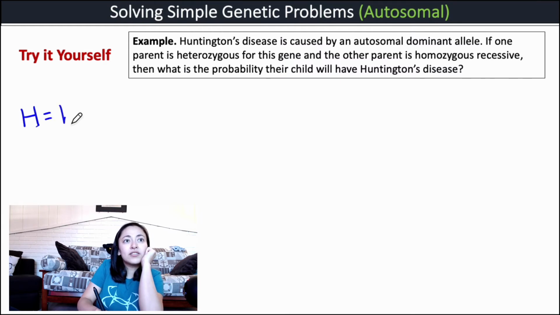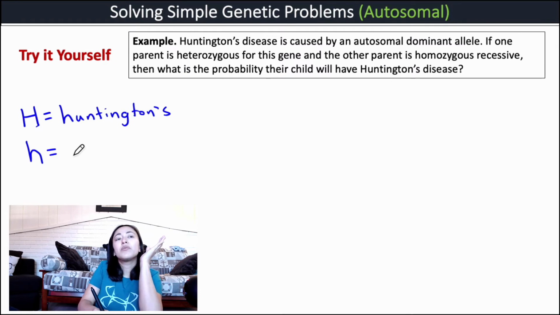So some diseases are actually caused by dominant alleles. Not all are caused by recessive alleles. So here's Huntington's. It's caused by a dominant allele. So that means having a recessive allele, if you inherited that, that would result in you being healthy. So that's the healthy allele.